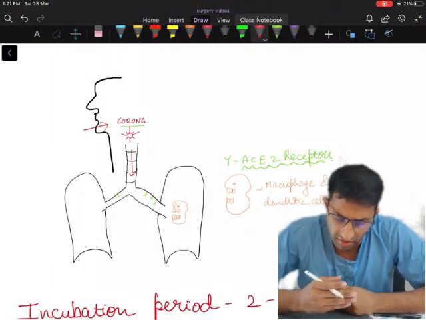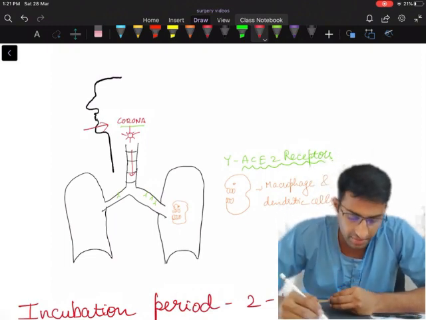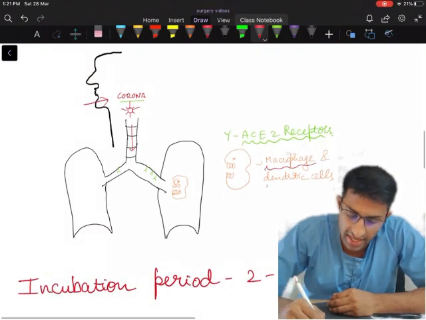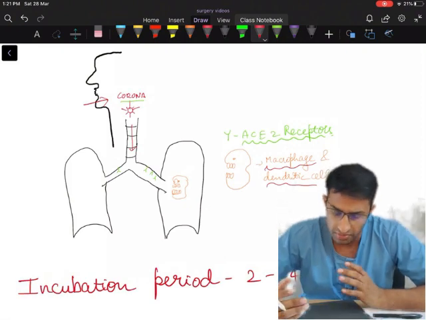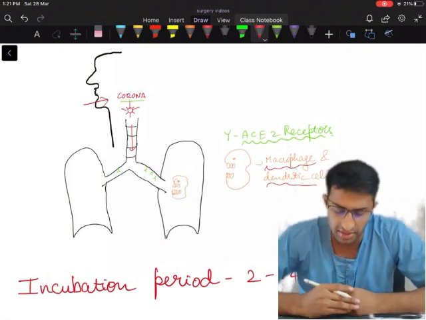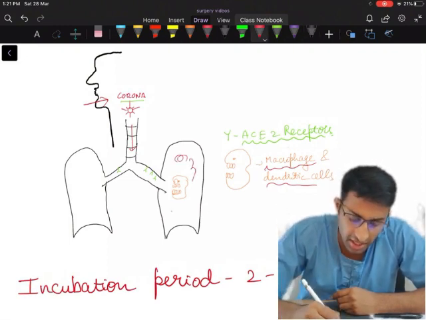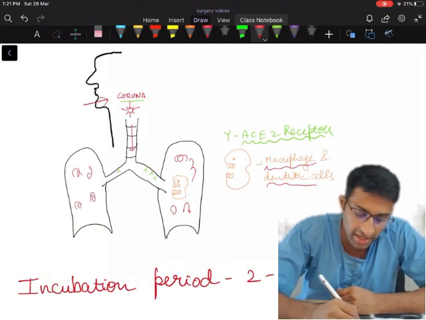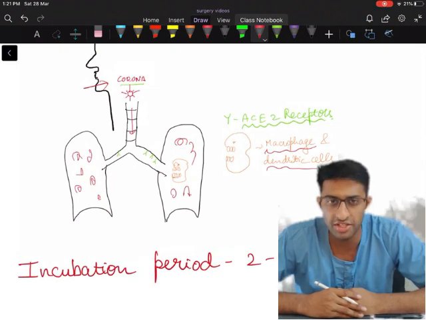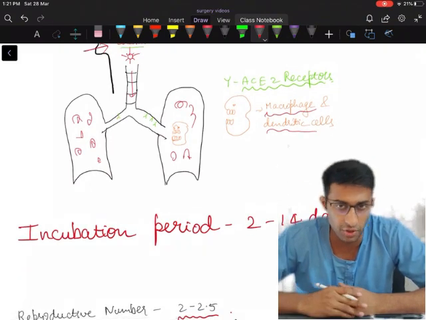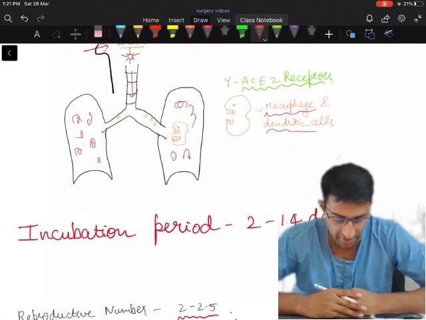When this virus enters our body, there is a fight between our immune system and the viral particle. The macrophages and dendritic cells are the immune cells which try to neutralize the virus particles, and in this war against the viral particle, bilateral interstitial lung disease is found. The most common cause of death in COVID-19 is acute respiratory distress syndrome. That is, bilateral interstitial lung disease develops in less than 7 days and the person dies of it.